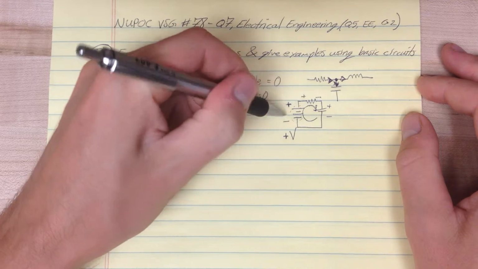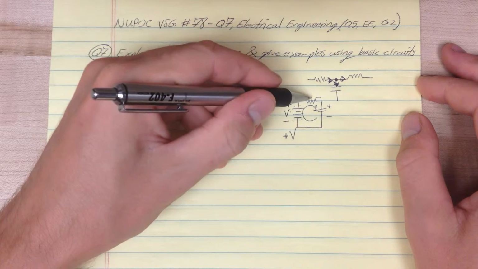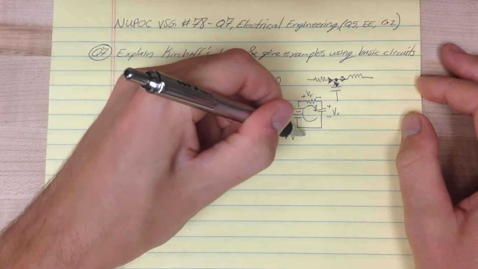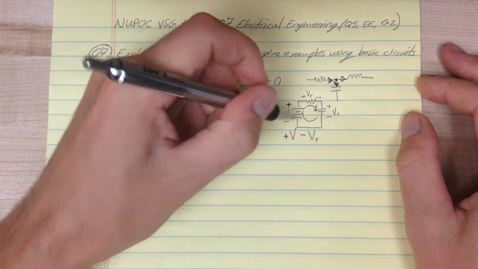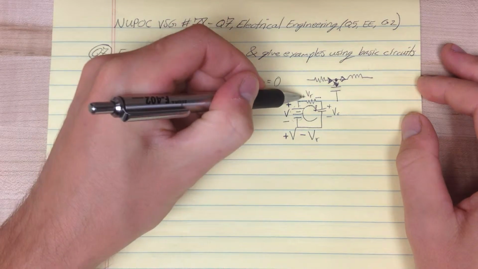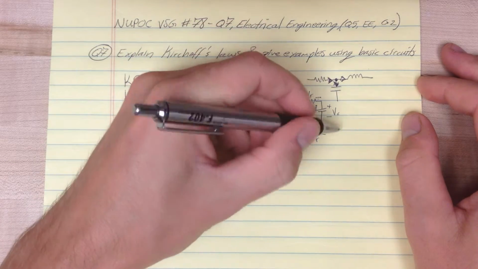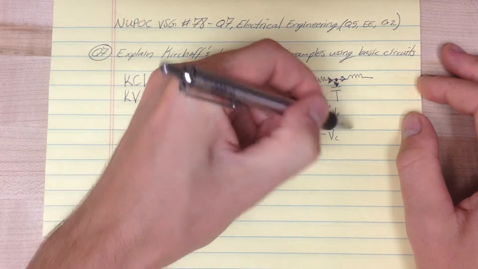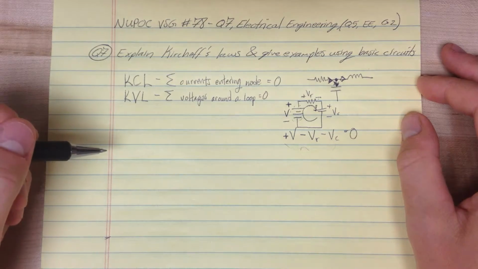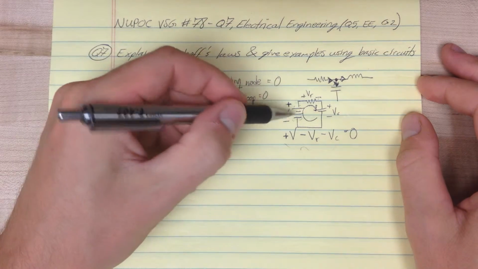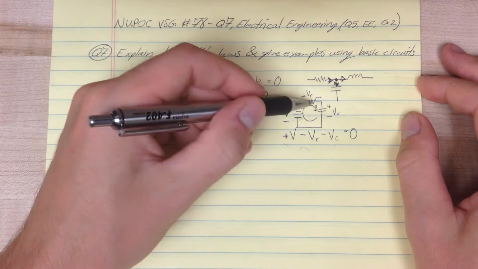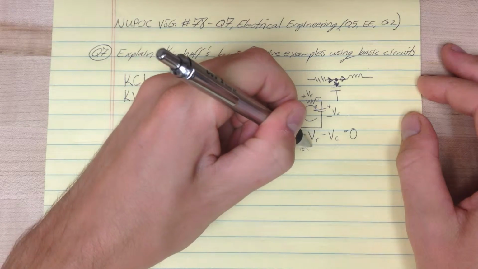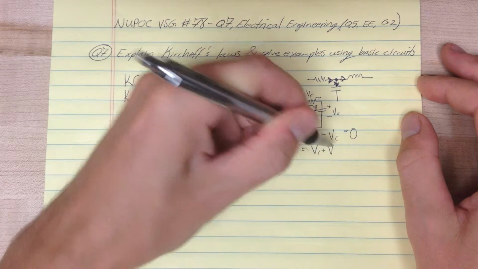So if this is voltage V here, I would say plus V, and if this is VR and this is VC, I would then subtract VR because it's a voltage drop. It goes from positive to negative. And then I'd also subtract VC, and the sum of all the voltages around this loop must equal 0. And similar to KCL, I could also phrase this as saying the sum of all the voltage rises must equal the sum of all the voltage drops.